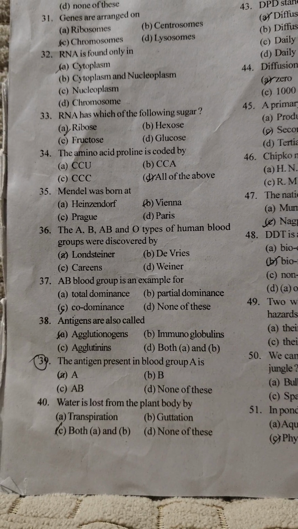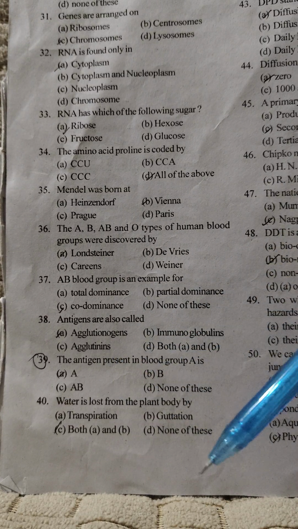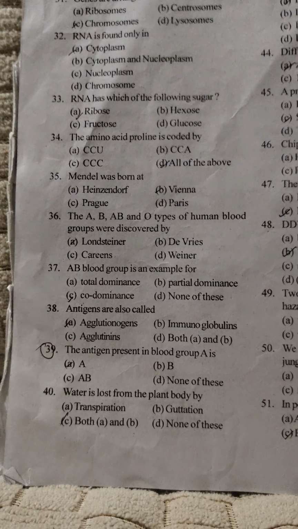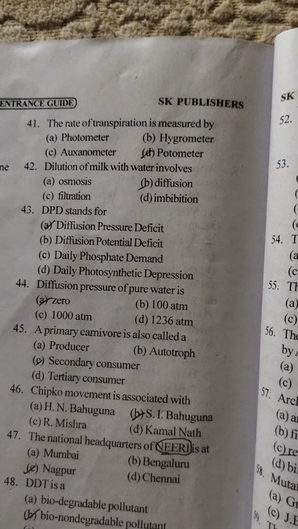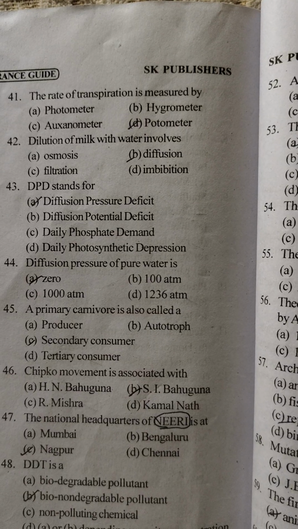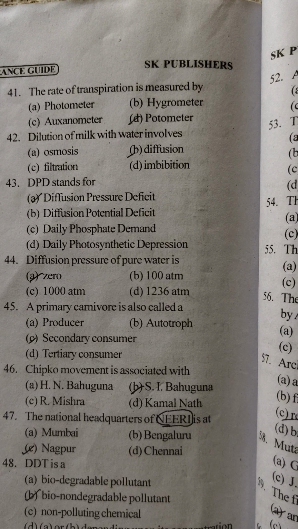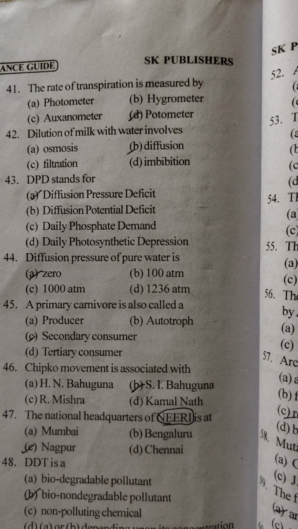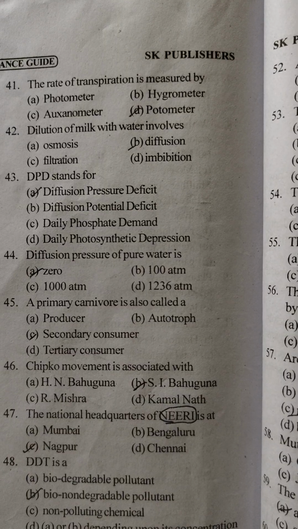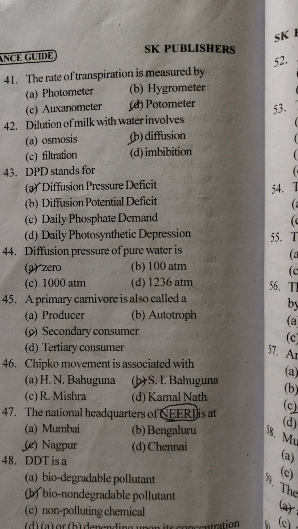The water is lost from the plant body by both A and B, that means transpiration as well as guttation. Okay. 41, look. The rate of transpiration is measured by the potometer. Dilution of the milk with water involves diffusion. DPD full form is diffusion pressure deficit. Diffusion pressure of pure water is 0.